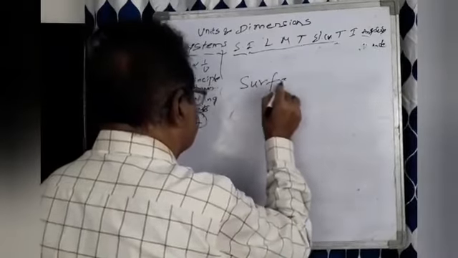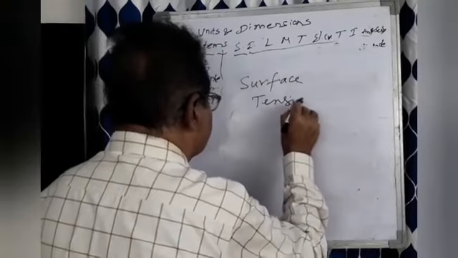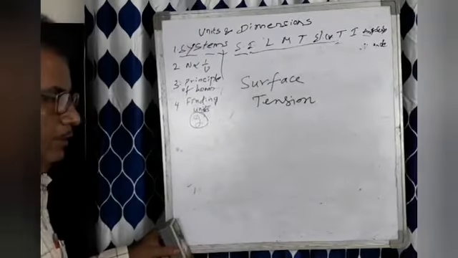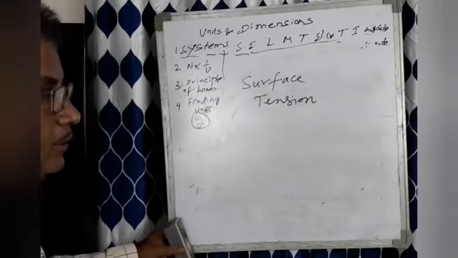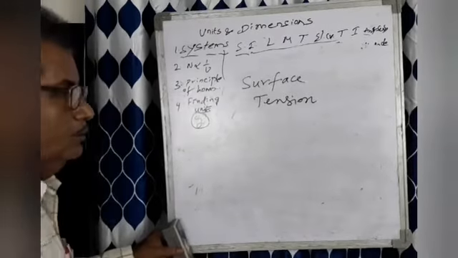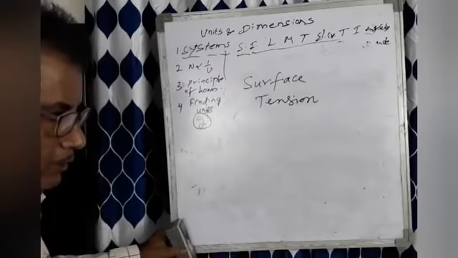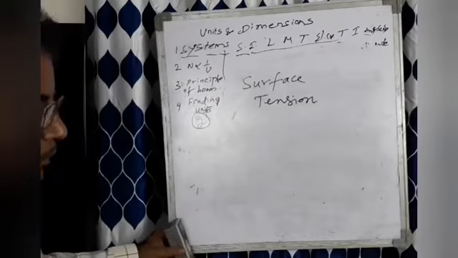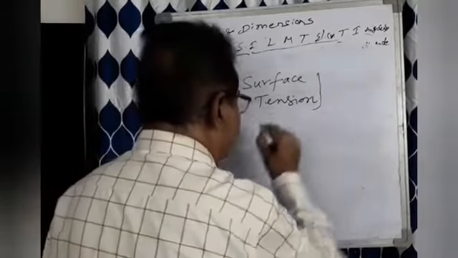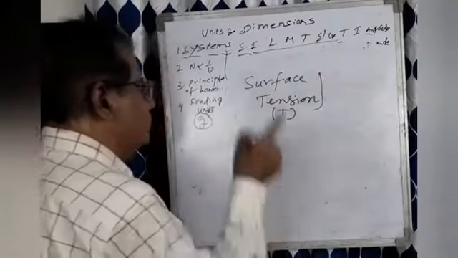What is surface tension? The surface of any liquid behaves like a stretched elastic rubber membrane. That is why the mosquitoes or the small insects can walk on that, because it's acting like a floor for them, not for human beings. The surface tension, denoted by capital T, you can find its unit if you know the definition.